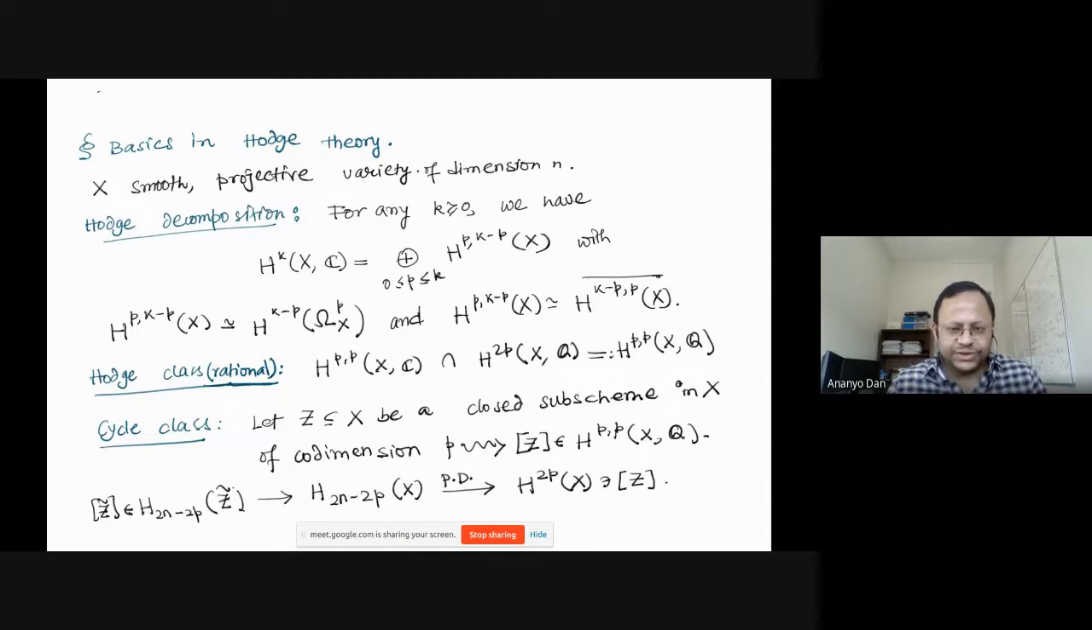So if the irreducible subvariety is of codimension p, you take the generator. There is exactly one generator of the homology group H_{2n-2p} of the resolution of Z, and you look at the push-forward in H_{2n-2p} of X. In some sense, if you look at it in terms of the cohomology, it is what is known as the Gysin map. The image of the generator of this homology is what we call the fundamental class.